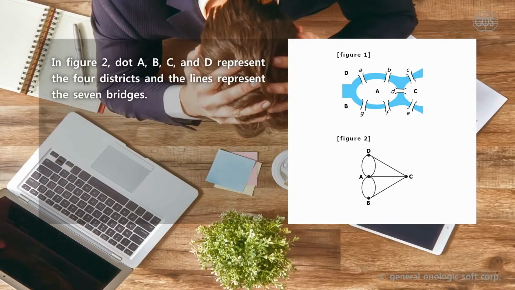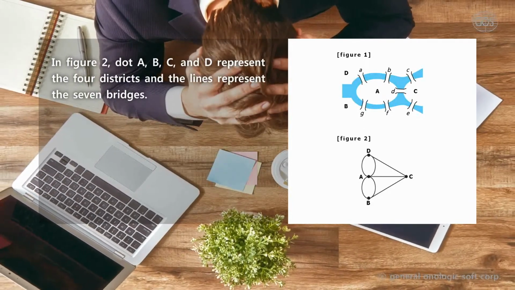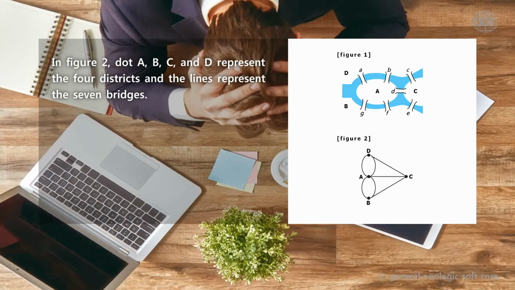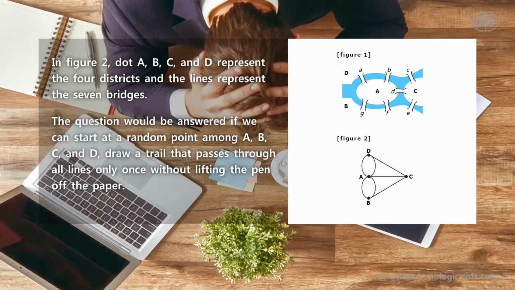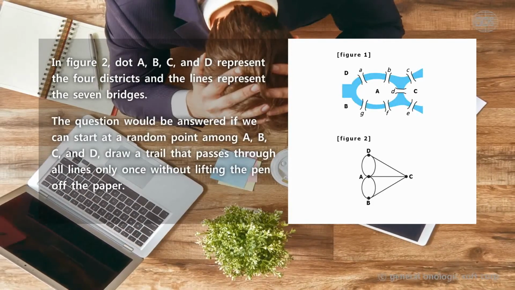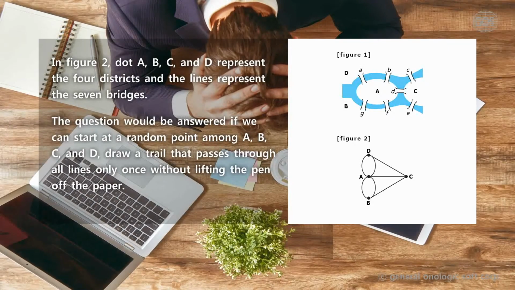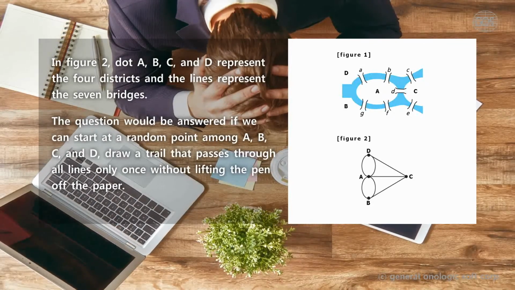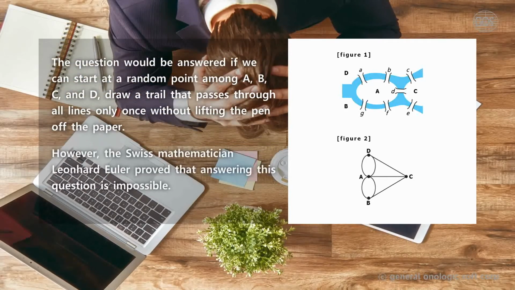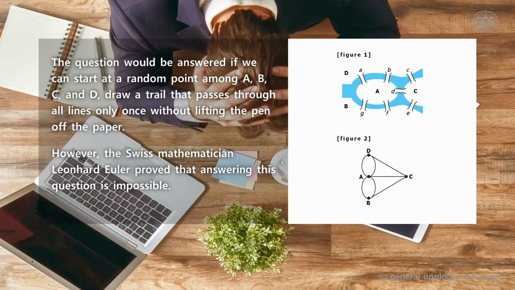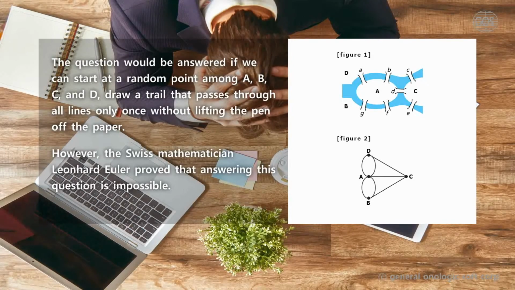In Figure 2, A, B, C, and D represent the 4 districts and the lines represent the 7 bridges. The question would be answered if we can start at a random point among A, B, C, and D, draw a trail that passes through all lines only once without lifting the pen off the paper. However, the Swiss mathematician Leonhard Euler proved that answering this question is impossible.